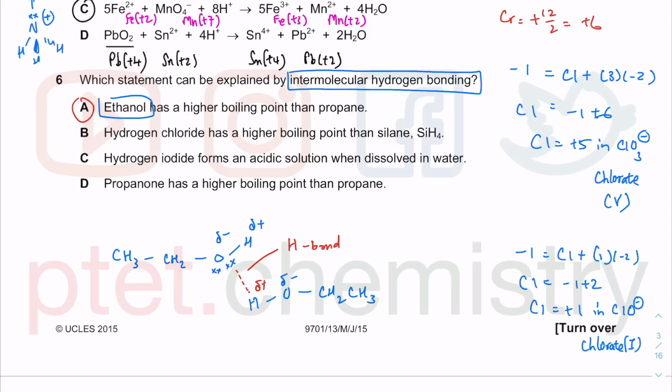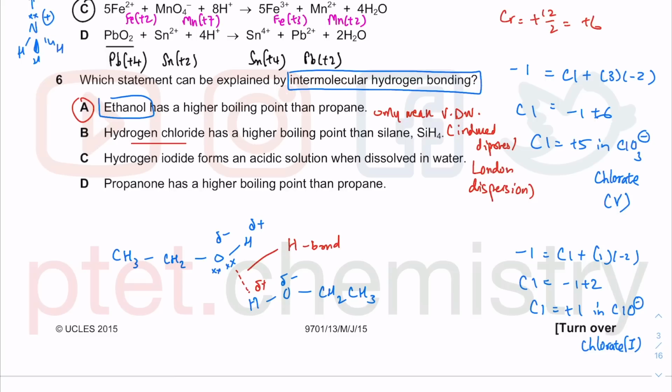Propane is a gas. It only has very, very weak van der Waals forces, also known as induced dipoles, but I think the new syllabus has introduced the term London dispersion. They all pretty much mean the same thing. You will get away with van der Waals regardless.